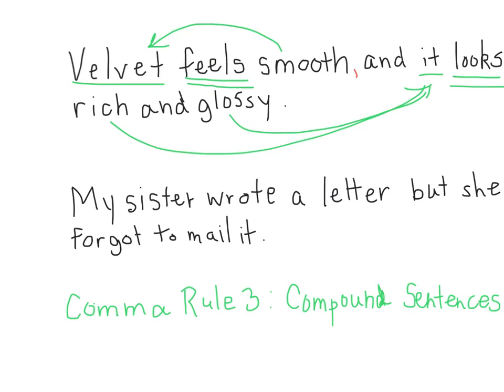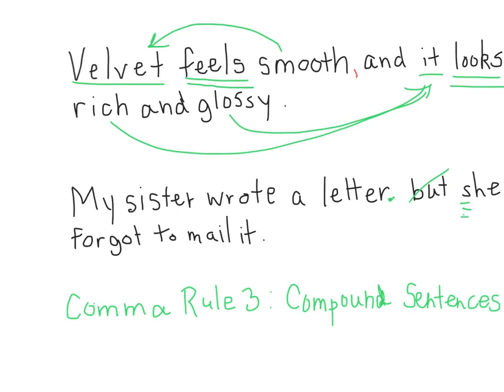The second example says, my sister wrote a letter, but she forgot to mail it. So once again, I have two complete thoughts in this particular sentence. My sister wrote a letter. There's my first thought. So I could technically put a period there. Ooh, that looked more like a comma, didn't it? I struggle with this stylus. And then if I had to make it a separate sentence, I would leave out this word but and say she forgot to mail it, and that would be capitalized, right?